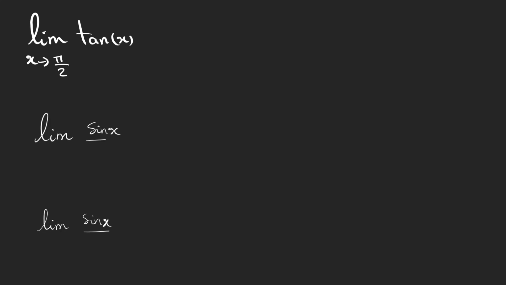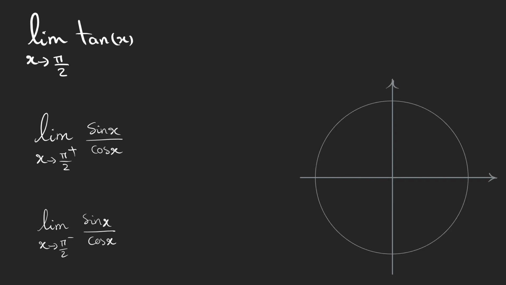Again, we first try to find the right-hand and left-hand limits, knowing that tangent of x is sine of x divided by cosine of x. The best thing you can ask for here is a unit circle to visualize how x is getting closer and closer to pi divided by 2. Pi over 2 negative means that we are talking about angles smaller than 90 degrees. In other words, we are talking about the first quarter.